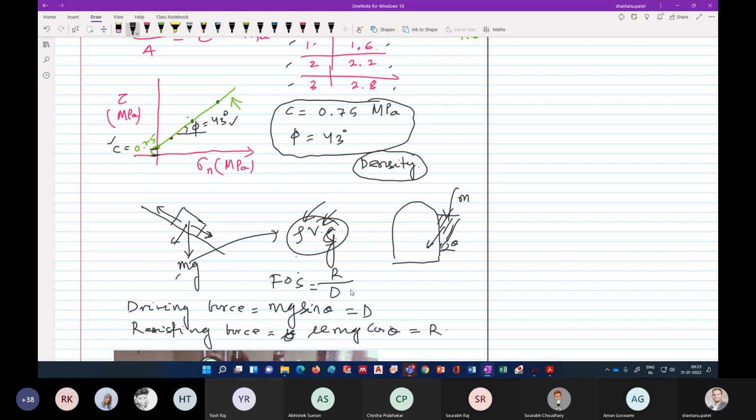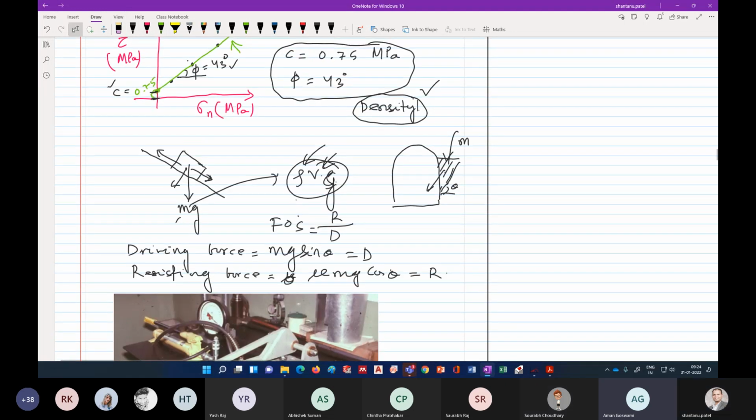Okay. But now the question is, if you want to get your factor of safety, that is our target, if it is within our limit or not, then this m gets cancelled, right? Then you don't need density. Does it make sense what I'm saying here?